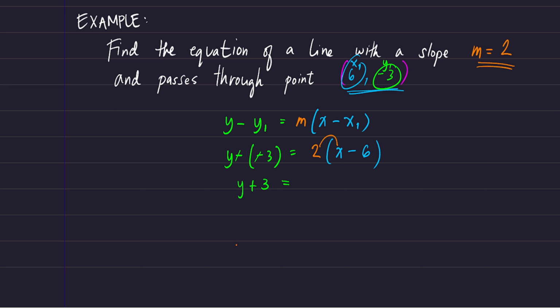I-distribute natin yung 2 sa loob ng parenthesis. So, we have 2x minus, well, 2 times 6 is equal to 12. So, we have 12. Ayan.